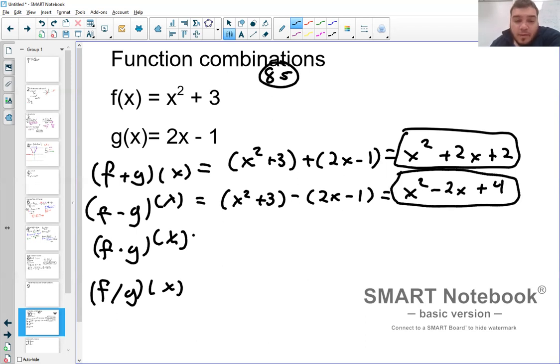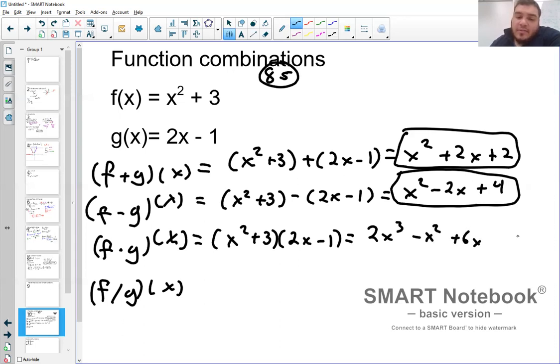Okay. F times G, you're going to have to actually FOIL here, or distribute. 2x minus 1. FOILing quickly, 2x cubed minus x squared plus 6x minus 3. You can always pause the video if you can't keep up. And then that's all the like terms. Pretty straightforward.